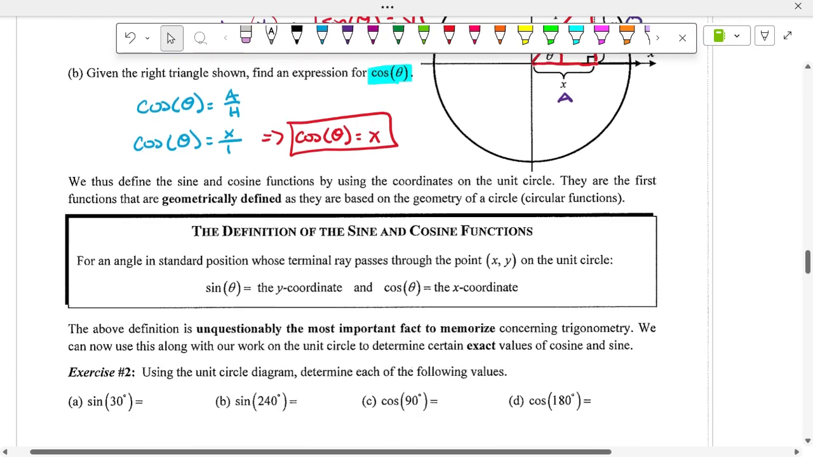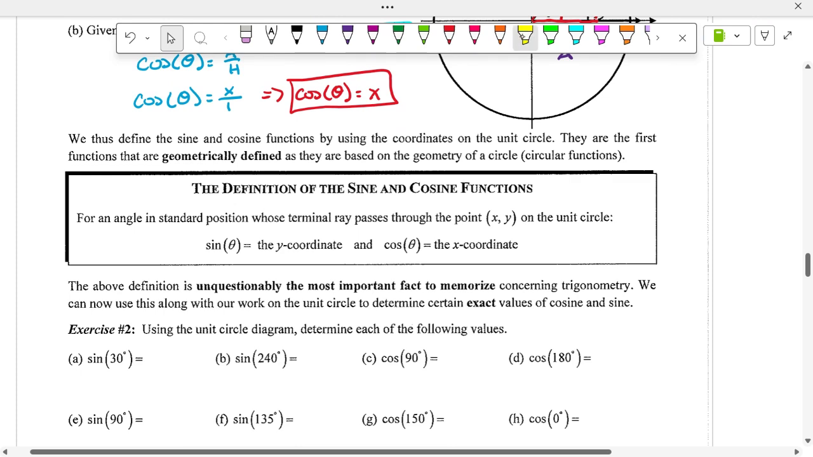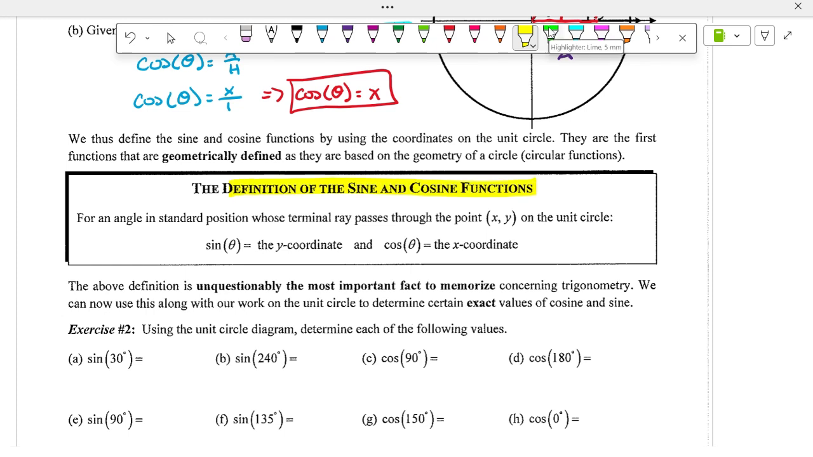Okay? So that's what they state right here. So the definition of sine and cosine functions is for the angle in standard position whose terminal ray passes through the point (x, y) of the unit circle, sine of theta is equal to the y coordinate, cosine of theta is equal to the x coordinate.